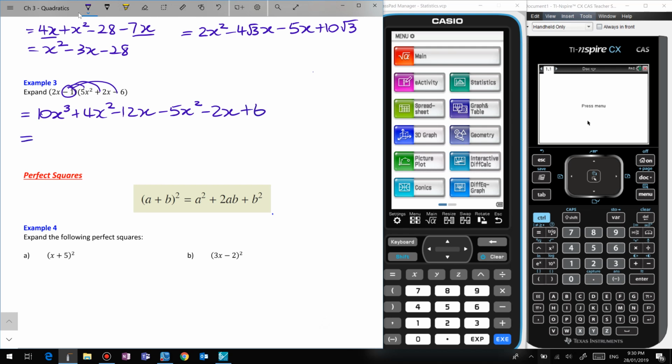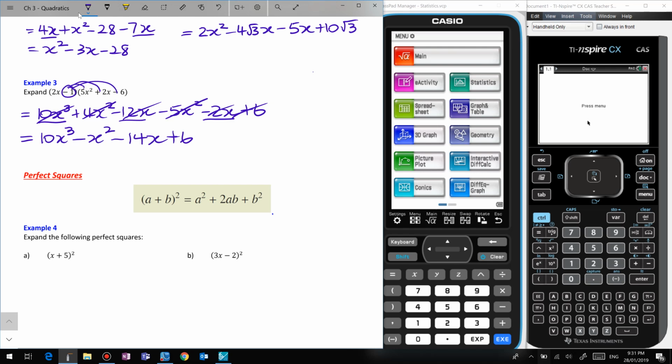From here, all we need to do, group together like terms. So 10x cubed, 4x squared minus 5x squared is minus x squared, minus 12x minus 2x is minus 14x, and then we've got plus 6.